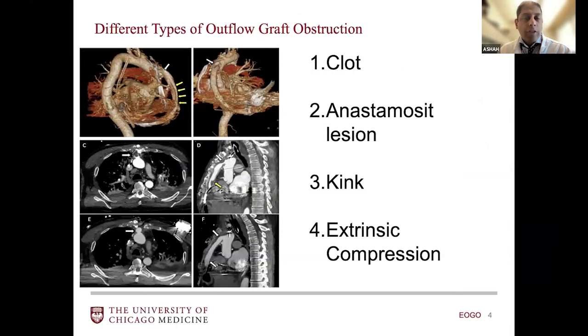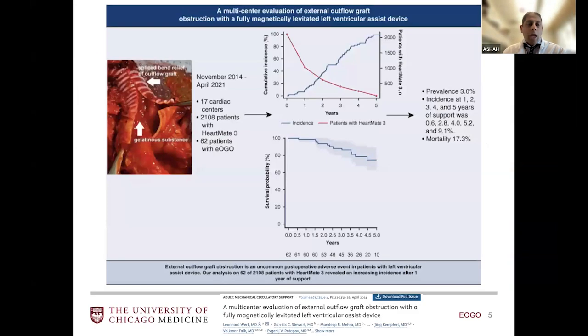And so what are the different types of outflow graft obstruction? There can be clot, there can be an anastomotic lesion, there can be a kink, or there can be extrinsic compression. And we know from this study not too long ago that the risk of outflow graft obstruction can vary from geographic region to geographic region, as Dr. Billia said, and it can also depend on the type of device used and the experience of the implanter.